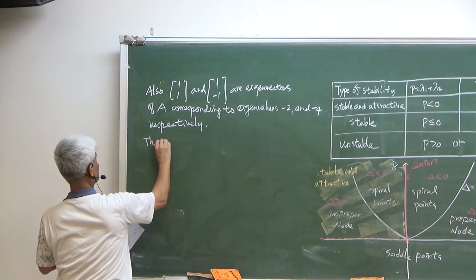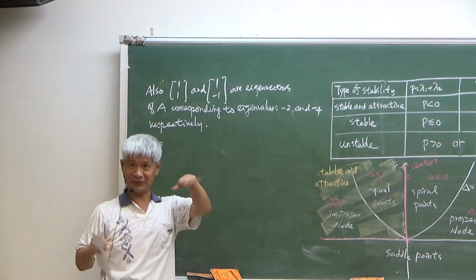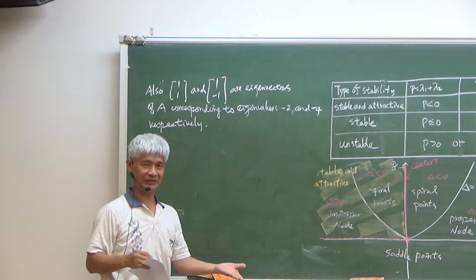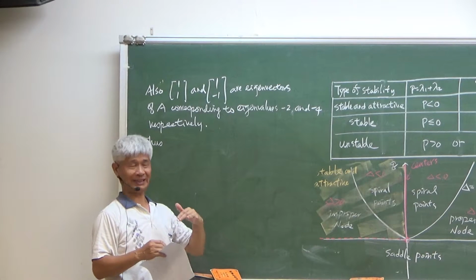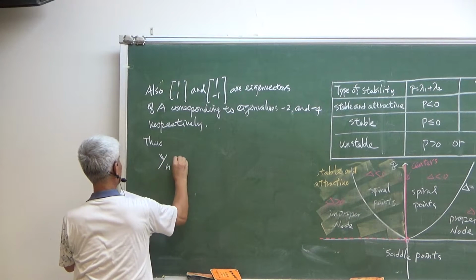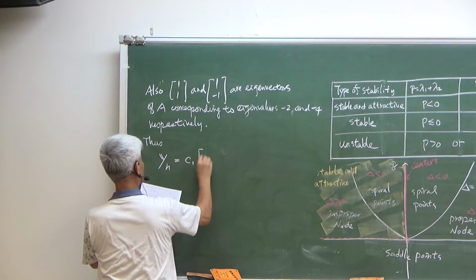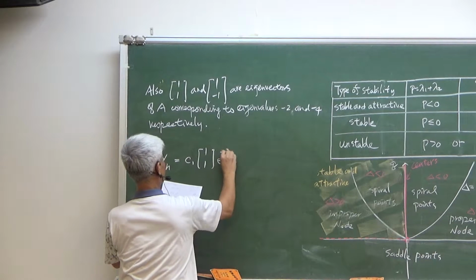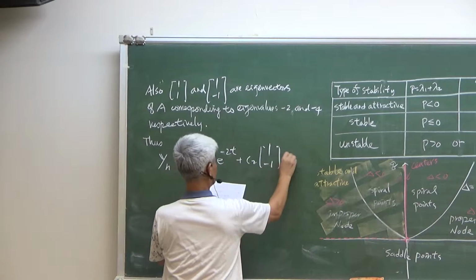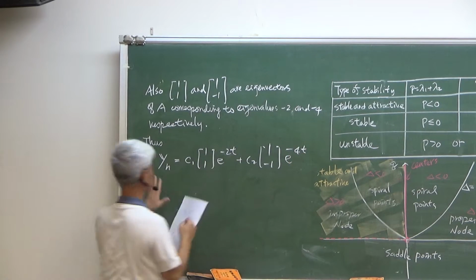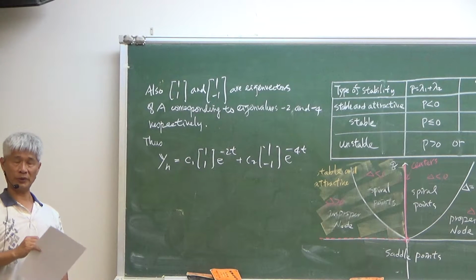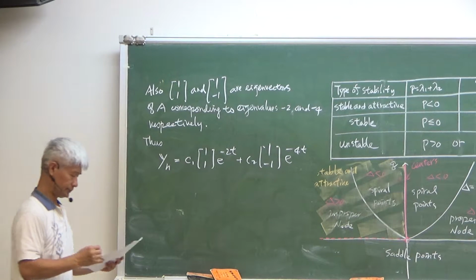So of course you have to solve the eigenequations. You have to solve 2 eigenequations, one for each eigenvalue. Just skip the steps. And so YH is equal to C1, 1 1 e to the minus 2t plus C2, 1 minus 1 e to the minus 4t. Right? So this is a general solution of the corresponding homogeneous linear system.